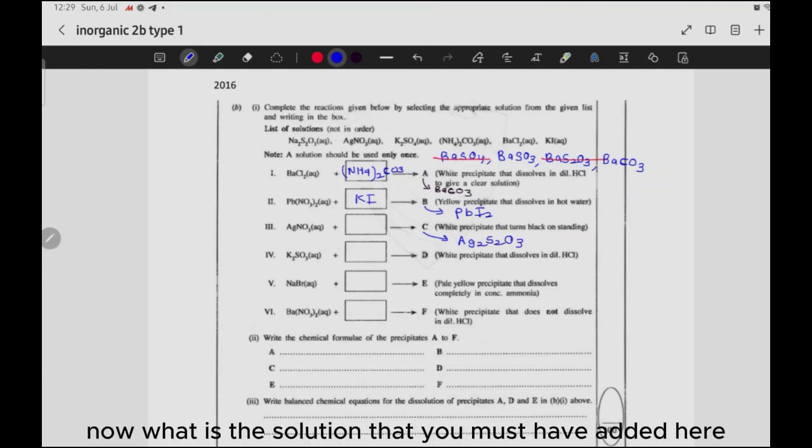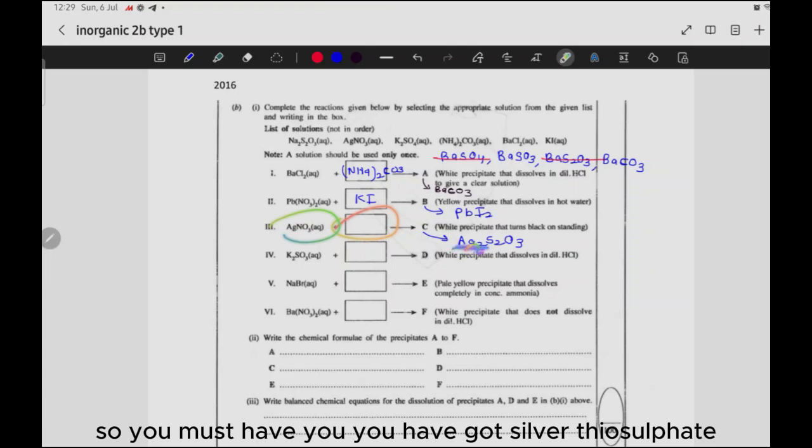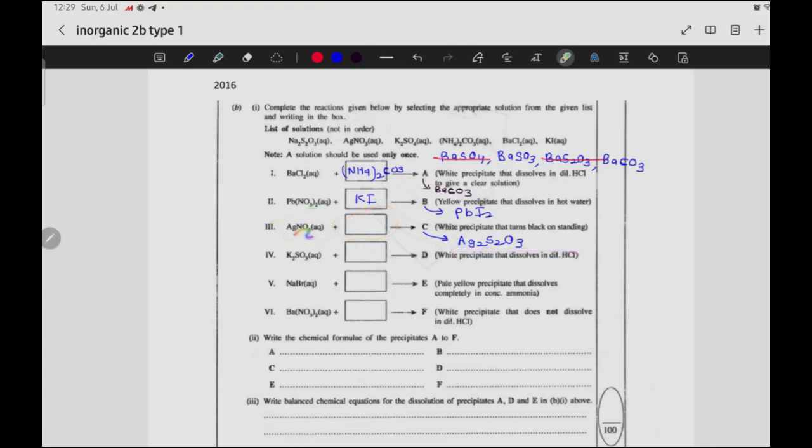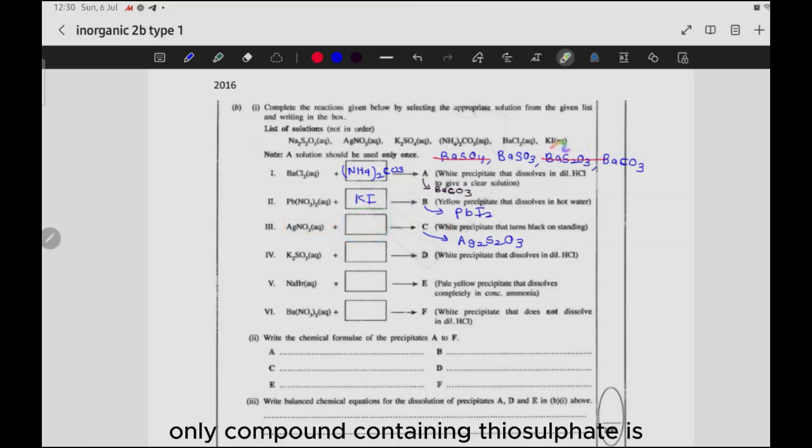Right. Now what is the solution that you must have added here? What is the solution you must have added to silver nitrate? So you have got silver thiosulfate. Silver comes from silver nitrate, so thiosulfate must be coming from the other solution, right? The only compound containing thiosulfate is sodium thiosulfate, right? So that is the answer.